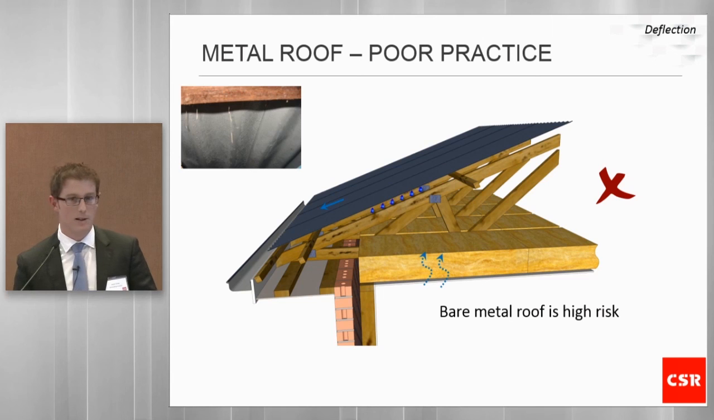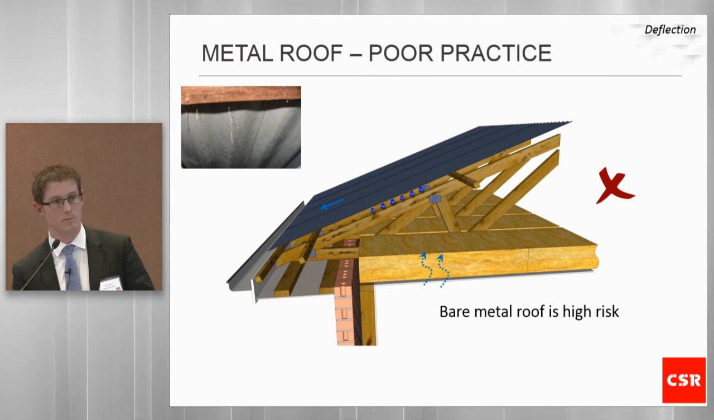So in Australia, common poor practice, not recommended, is to use a metal sheet roof with no treatment under the metal cladding. This is probably, well, highly likely to form condensation and drip back down onto the insulation and ceiling linings.